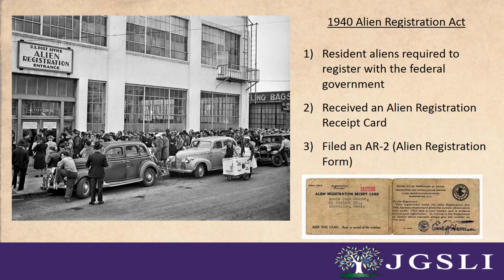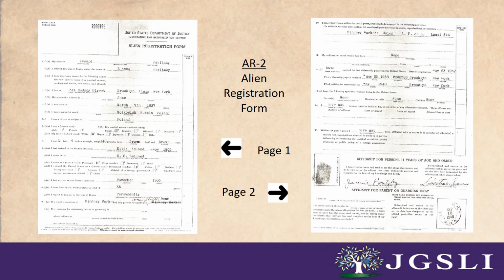Let's take a look at the AR-2. As you can see, the AR-2 is 2 pages long with 15 questions. Many of the questions are similar to what you might find on the naturalization forms, but there are a few others that are not asked anywhere else. Keep in mind that these questions are being answered in the early 1940s, and the person completing the form may have been in the United States for 40 years or more. Therefore, you should try to verify the information here with other sources.